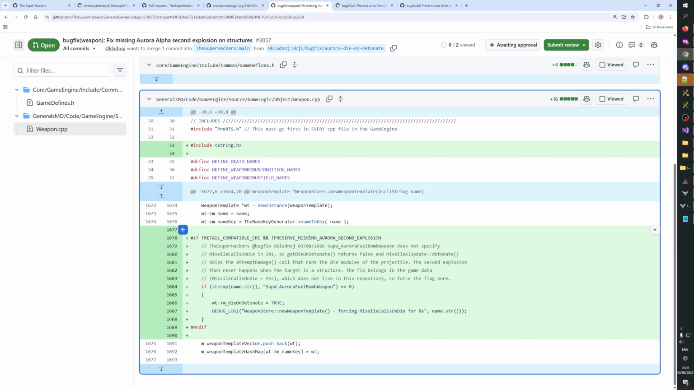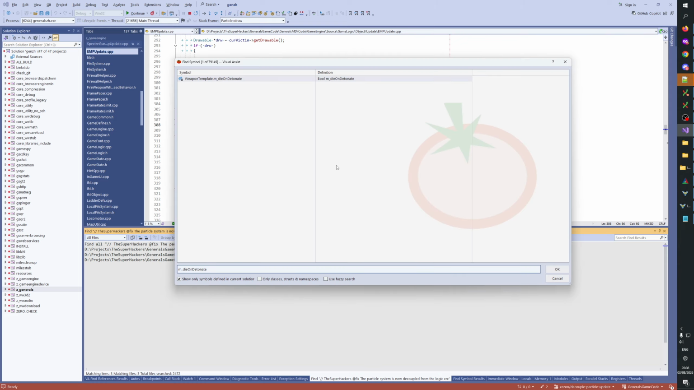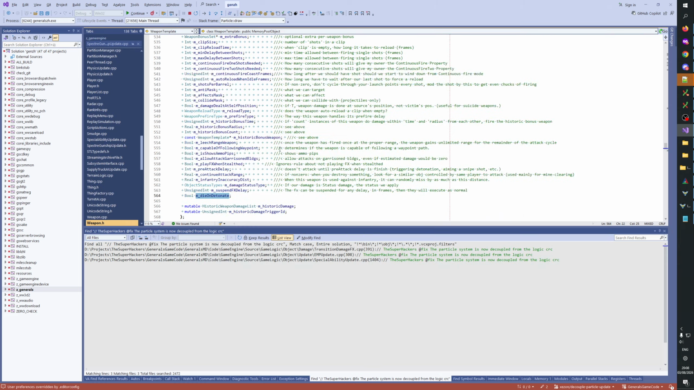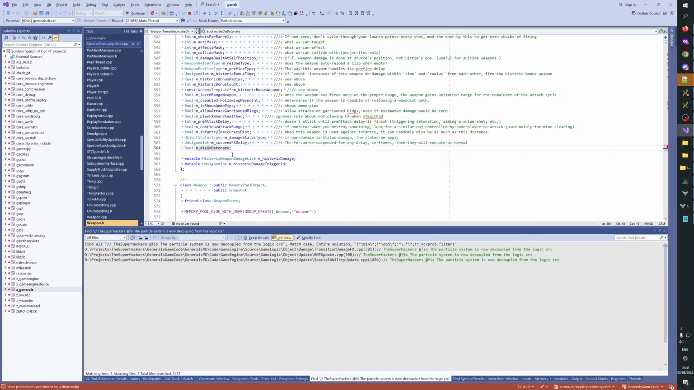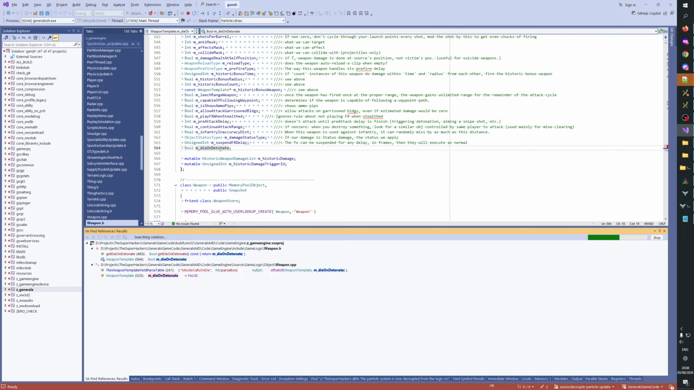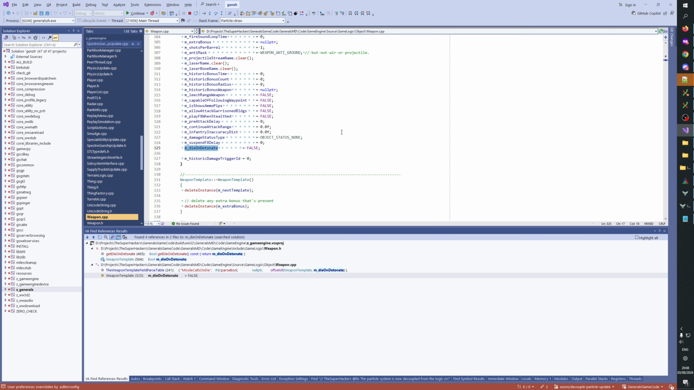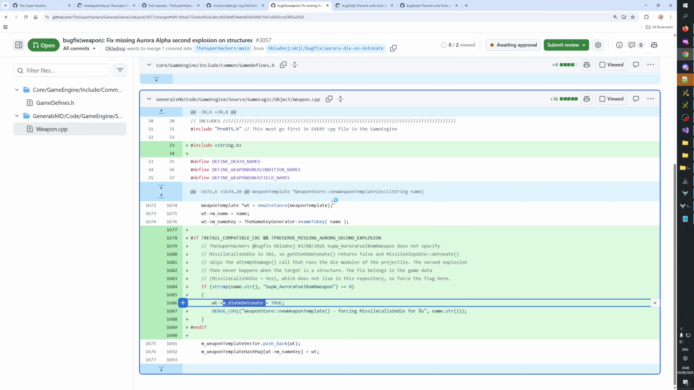Then, but is that because, what is this? Die on detonate. Die on detonate. Die on detonate. So it is default initialized to false. Great. Forcing missile calls on die. Okay, I still don't understand.